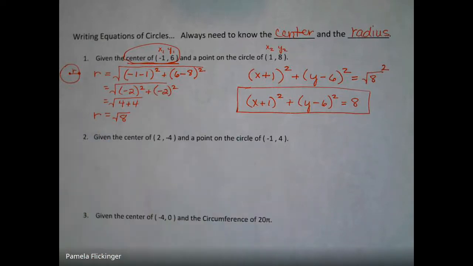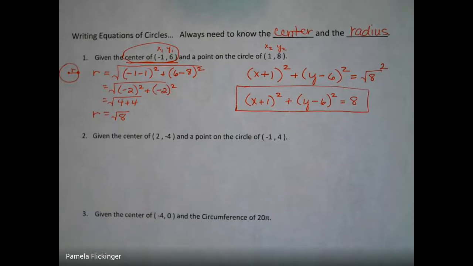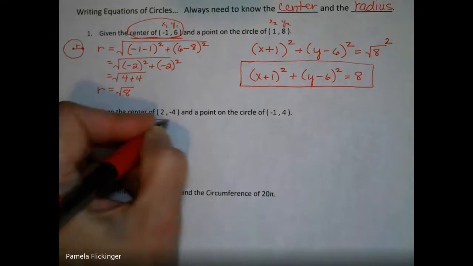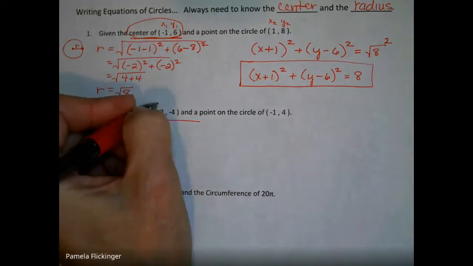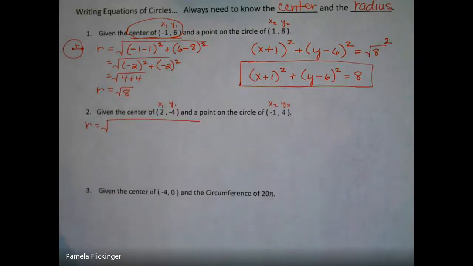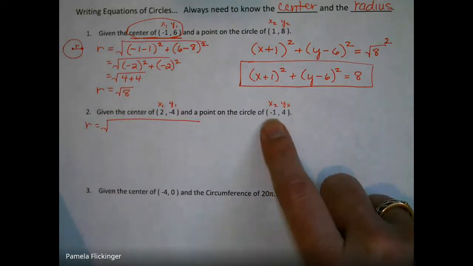All right. Number 2, again, we're given the center and a point on the circle. So same problem as we did before. So we'll very quickly define the radius. We're going to do the distance between these 2 points. Again, decide which ones are your 1s and your 2s.